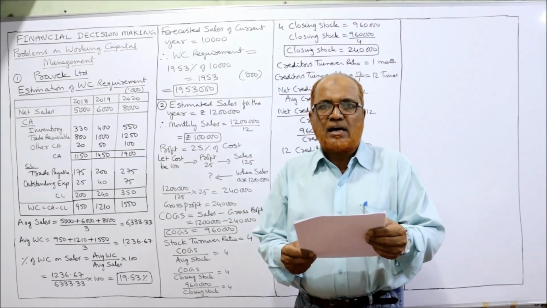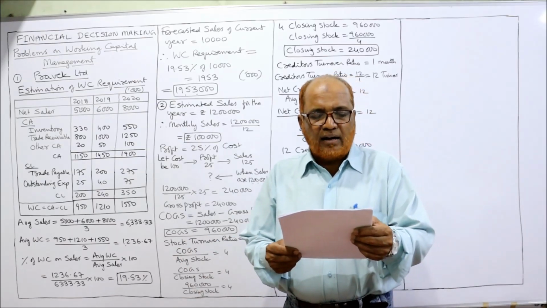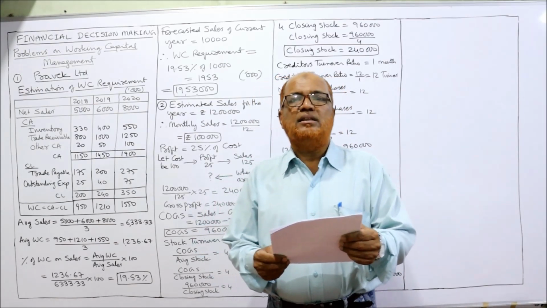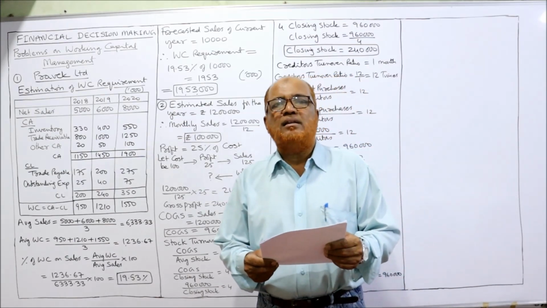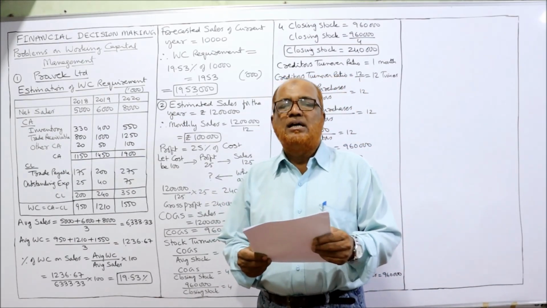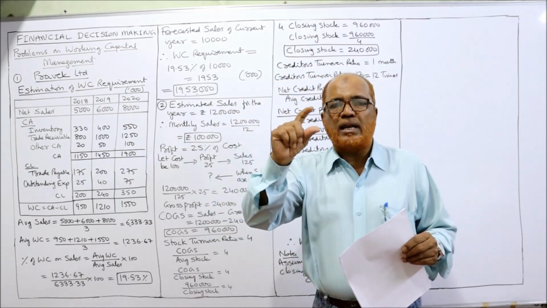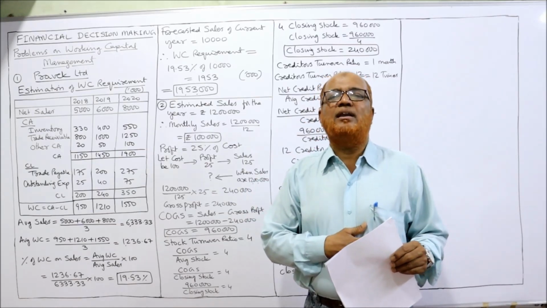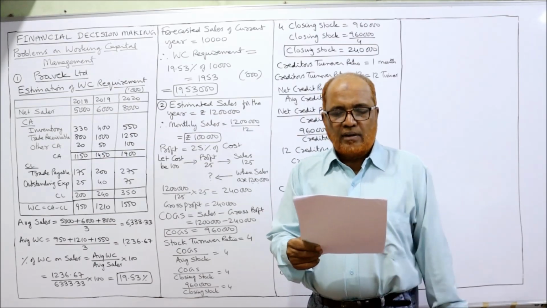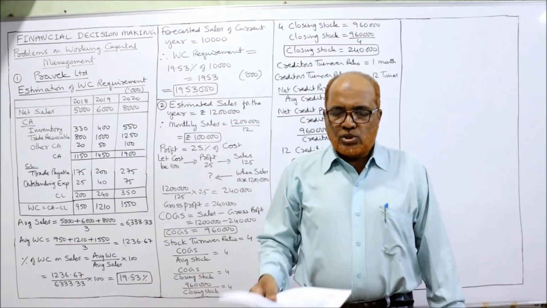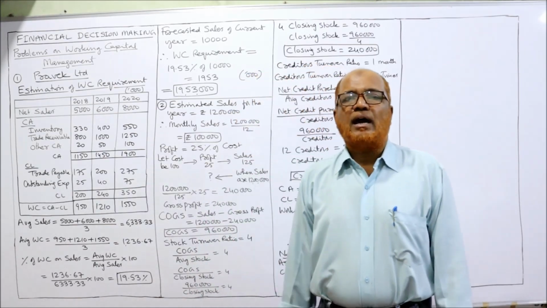Now, net sales are given, then inventory, trade receivable, other current assets. These are the current assets. Trade payable, outstanding expenses. These are the current liabilities. So we are given current assets and current liabilities, so we can calculate working capital for the last 3 years. That's it. So how to calculate the working capital requirements?